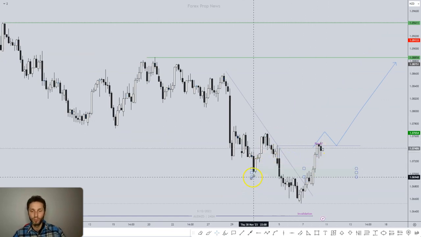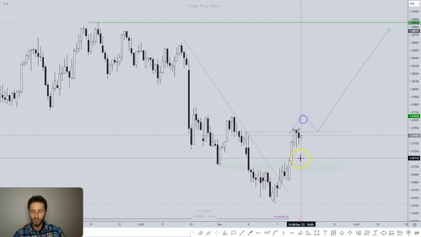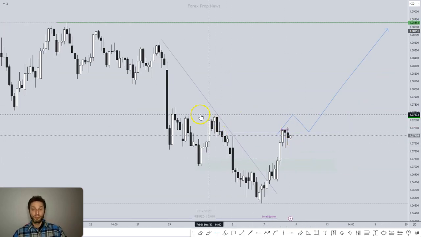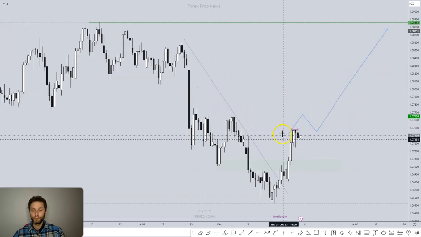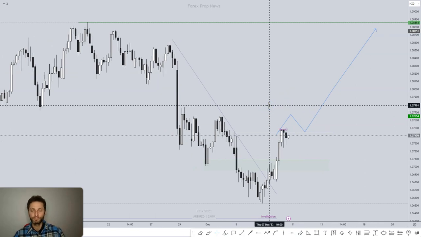For now, again, we did not push higher, did not have a break of significant structures to the left, and therefore not interested at the moment.